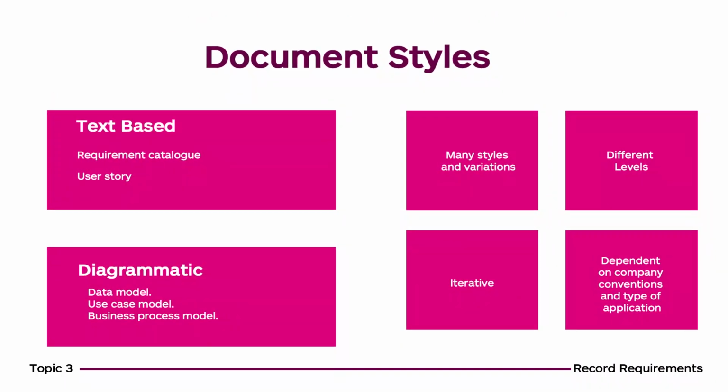Now, let's talk documentation. Why bother with it? Well, it's crucial for consistency, communication, and validation. Plus, it helps during development. There are different documentation styles: text-based, like requirements catalogs and user stories, and diagrammatic, like data models and use case models. For example, a requirements catalog lists out all the needs in a structured way. Meanwhile, a data model shows how information flows and connects within the system.